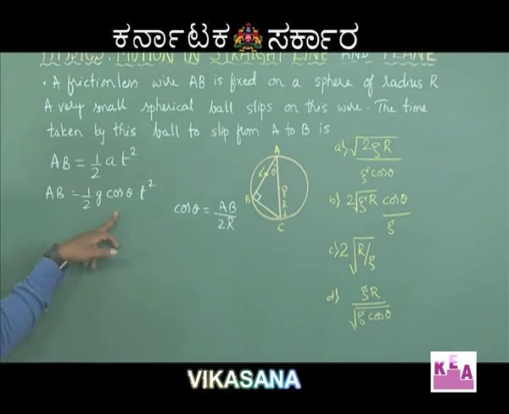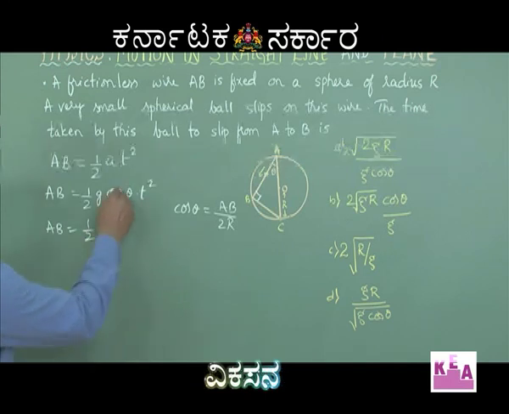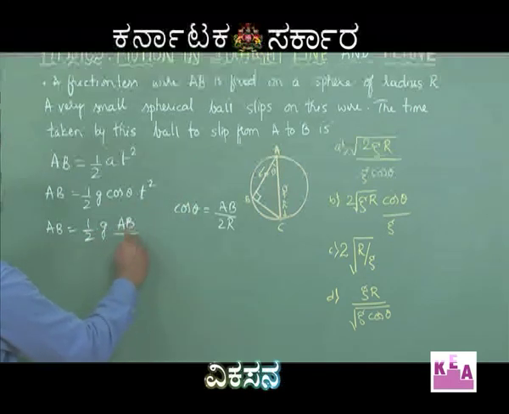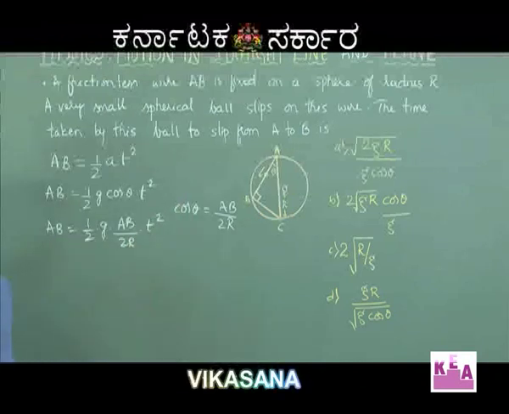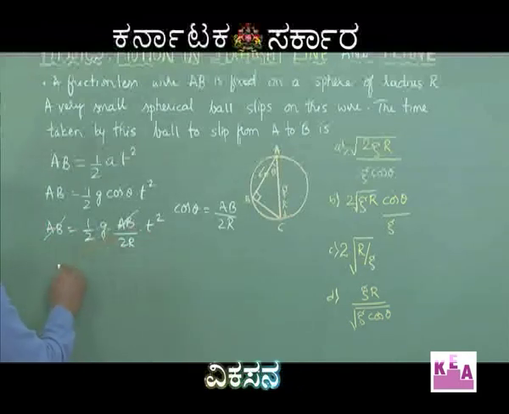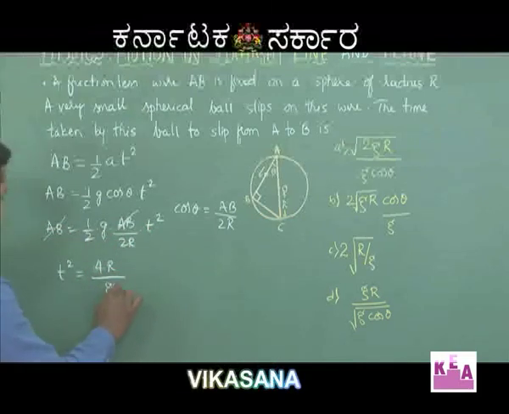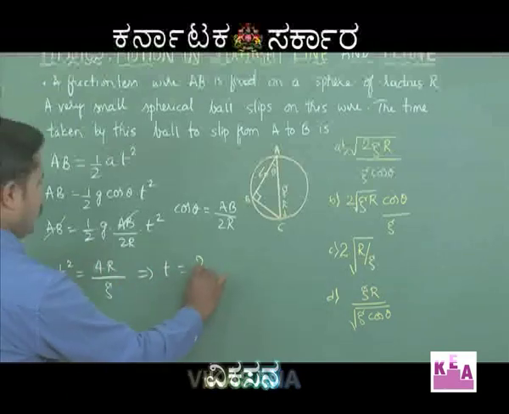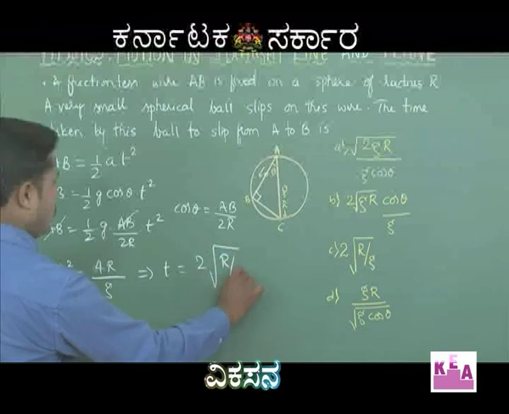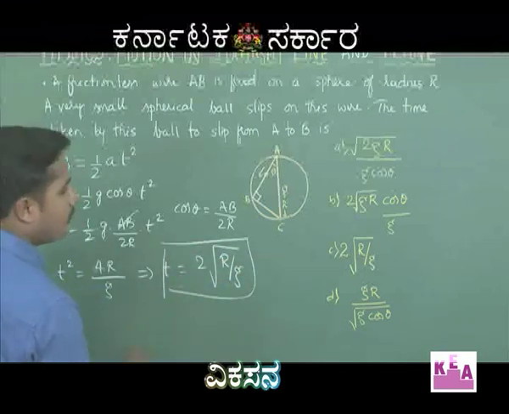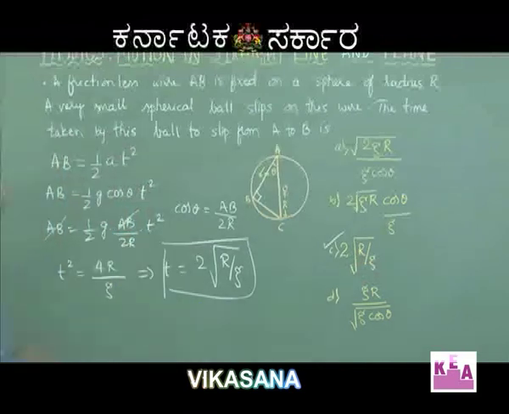I will directly substitute here in the expression for AB. AB is equal to half into g into cos theta, which is AB by 2r, into t square. AB gets cancelled. I am supposed to find out the time taken, so let me write the expression. t square is equal to 4r divided by g, and t is directly the square root of everything. This is 2 times root of r by g. Option C is the correct answer.